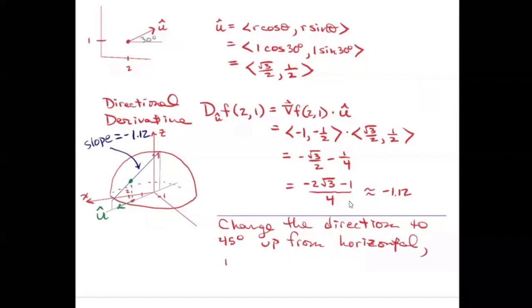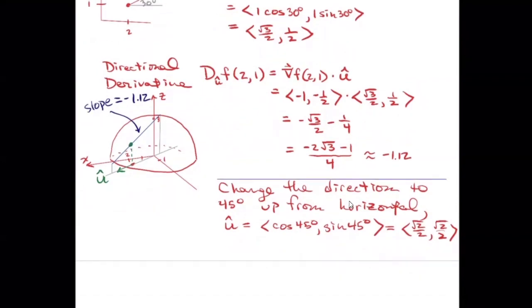So the unit vector now is going to be cos 45, sine 45. And everybody knows what that is. I'll do root 2 over 2, like that.